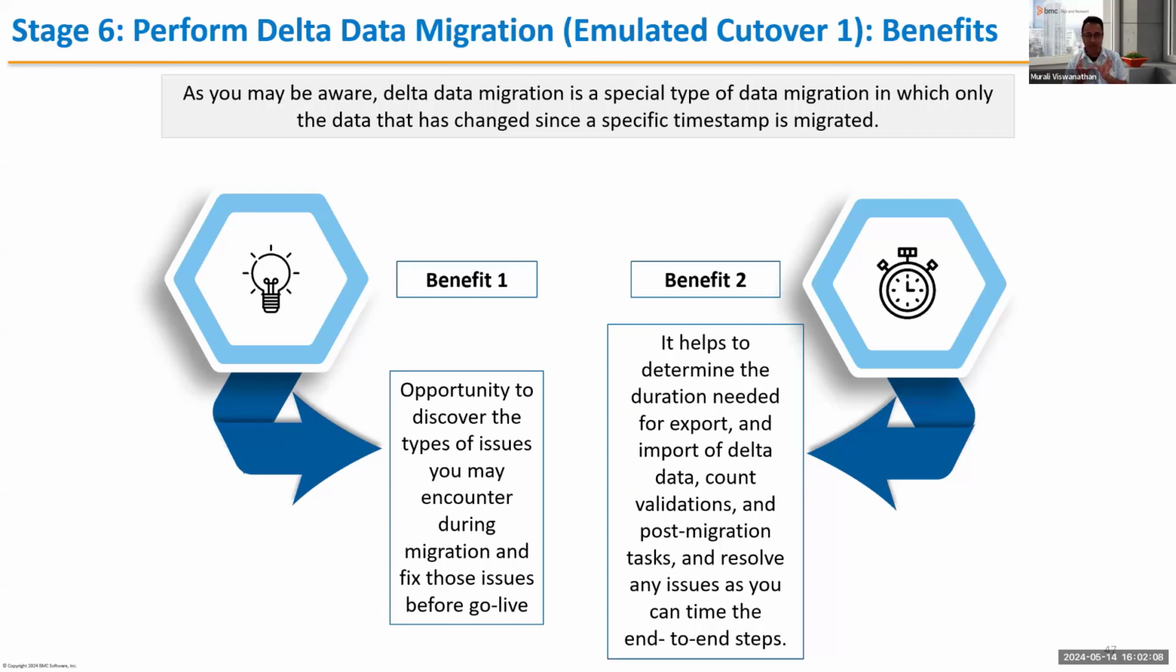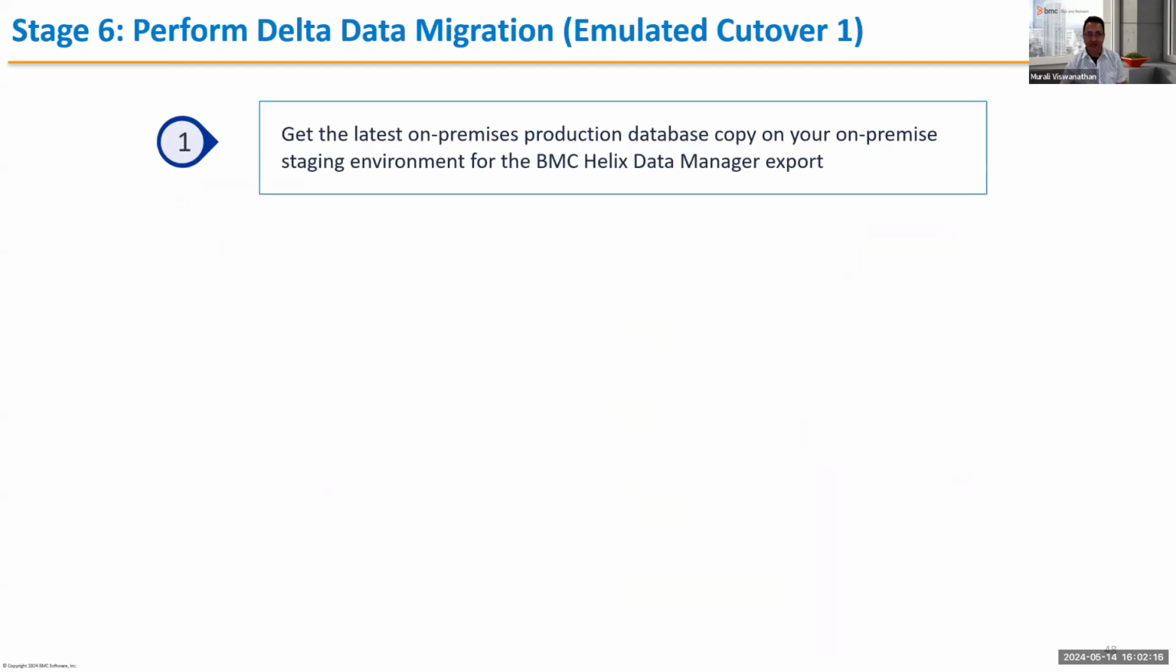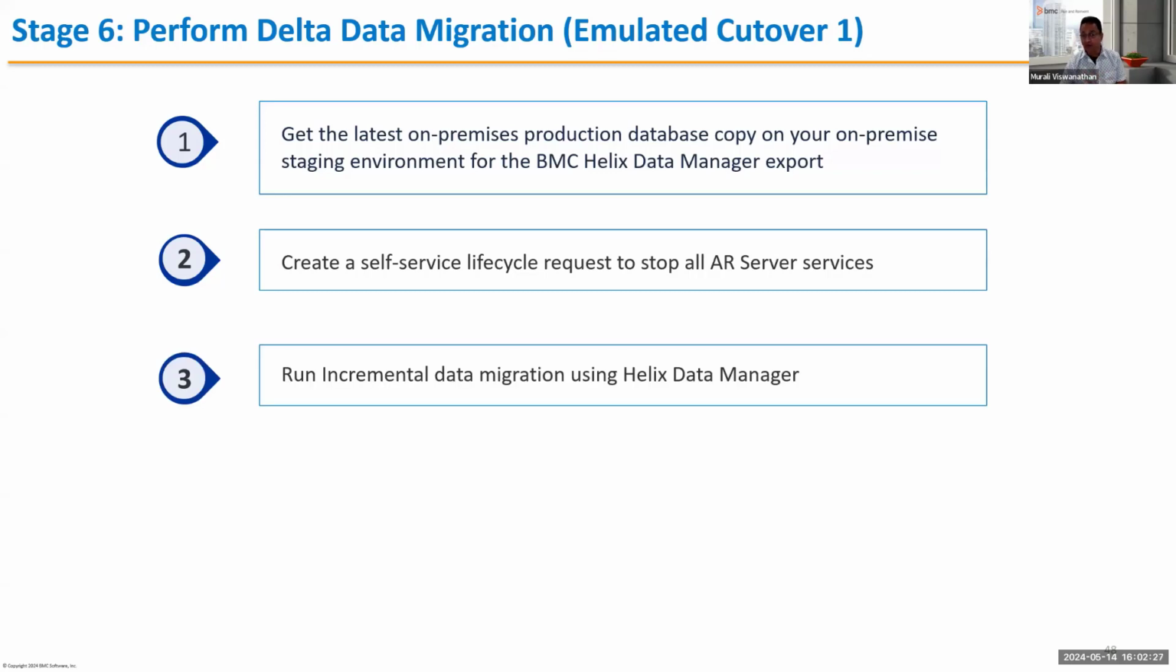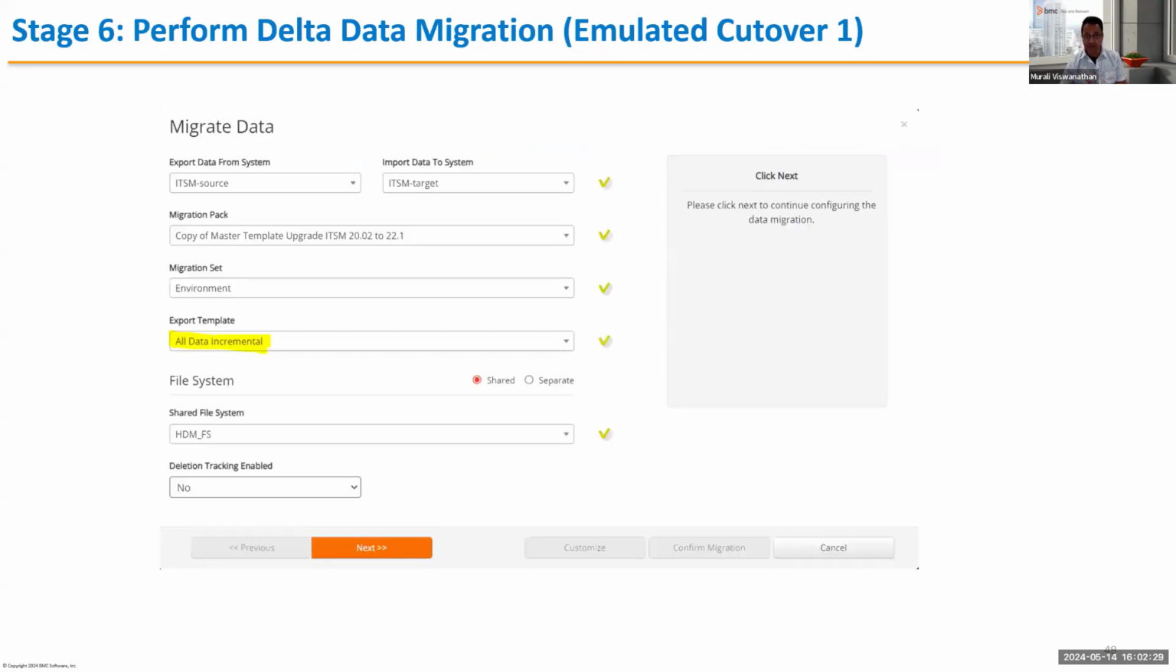So you, as a project team, complete this exercise. So now you're jack of all trades, what is needed on this project, right? So again, get the team to execute the immediate cutover, get the latest copy again, please, on the staging server, then create a self-service request to stop all services and run the incremental data migration. So that's what you would do.